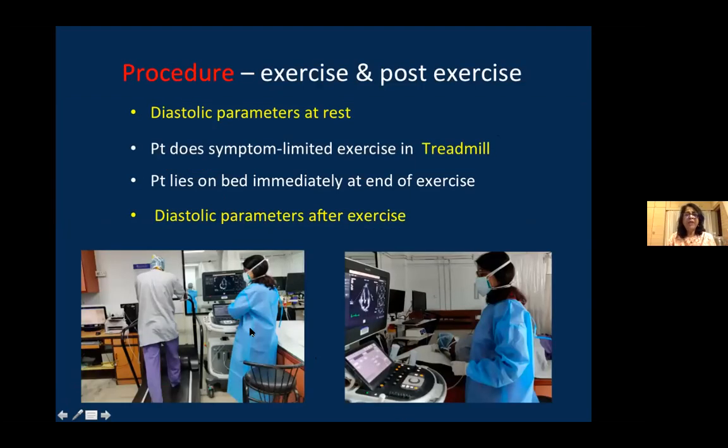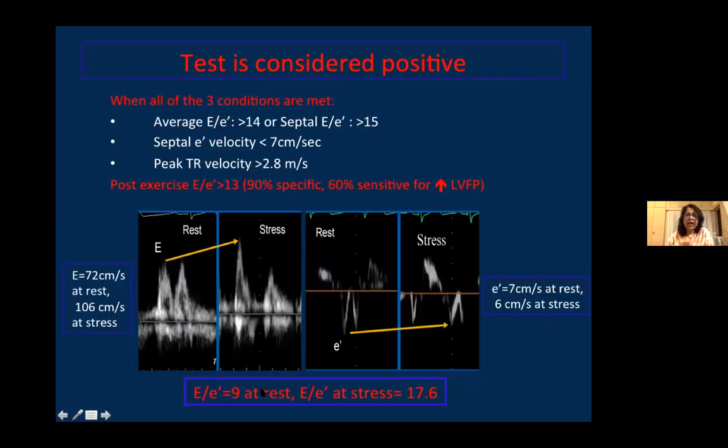This we do by getting the diastolic parameters at rest, and then we ask the patient to walk on the treadmill, as I am doing in my lab. Then at symptom-limited exercise, the patient lies on the bed, as you can see, and I am getting the diastolic parameters after exercise. And look at this patient at rest. The patient's E by E prime was only 9, but with walking it increased to 17.6. So this is the way we identify this group of patients.